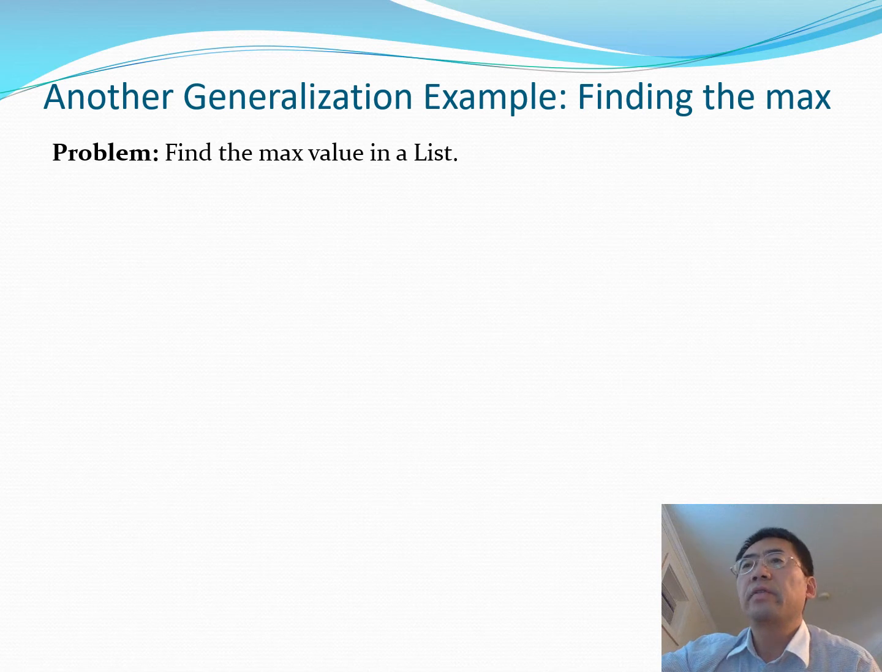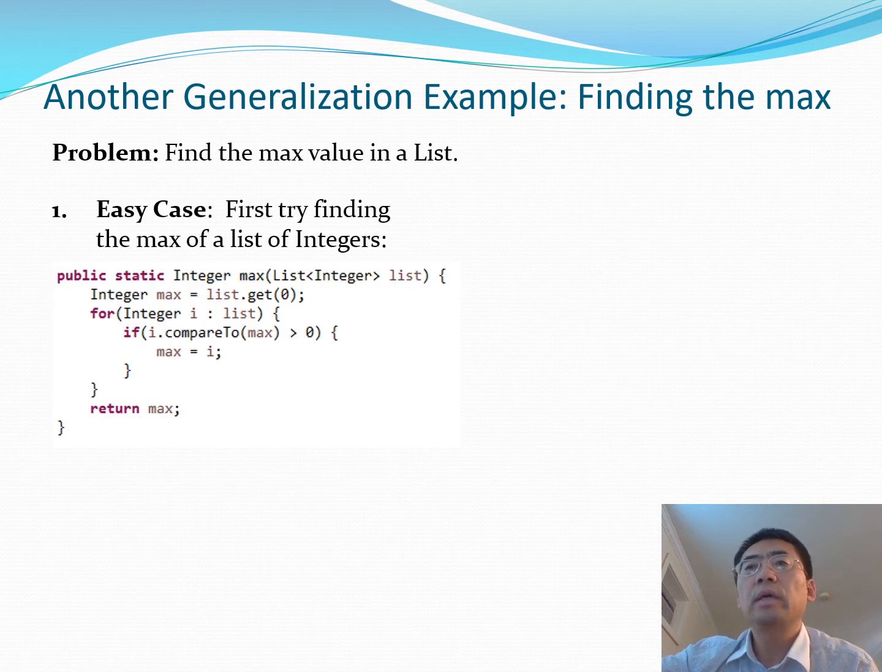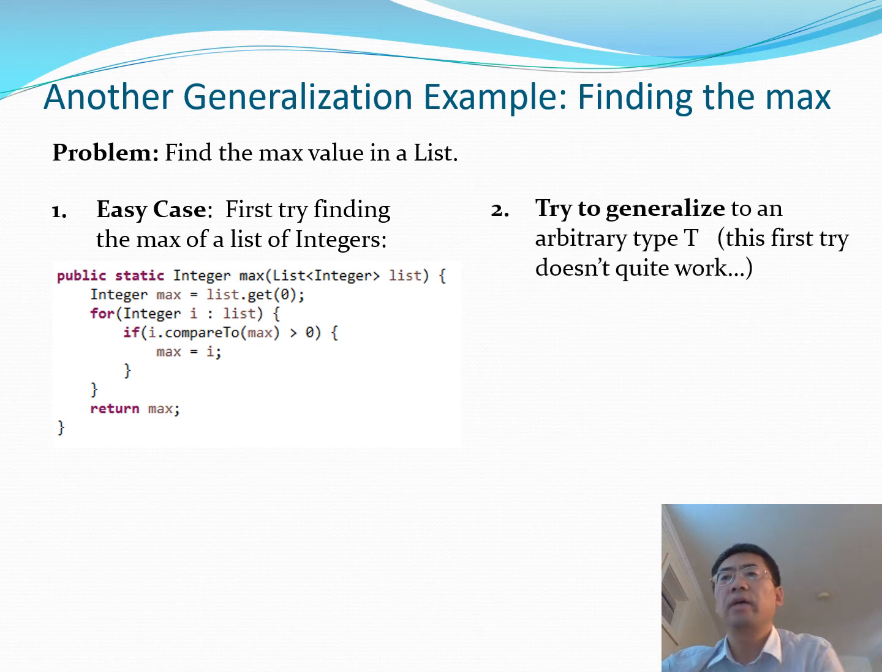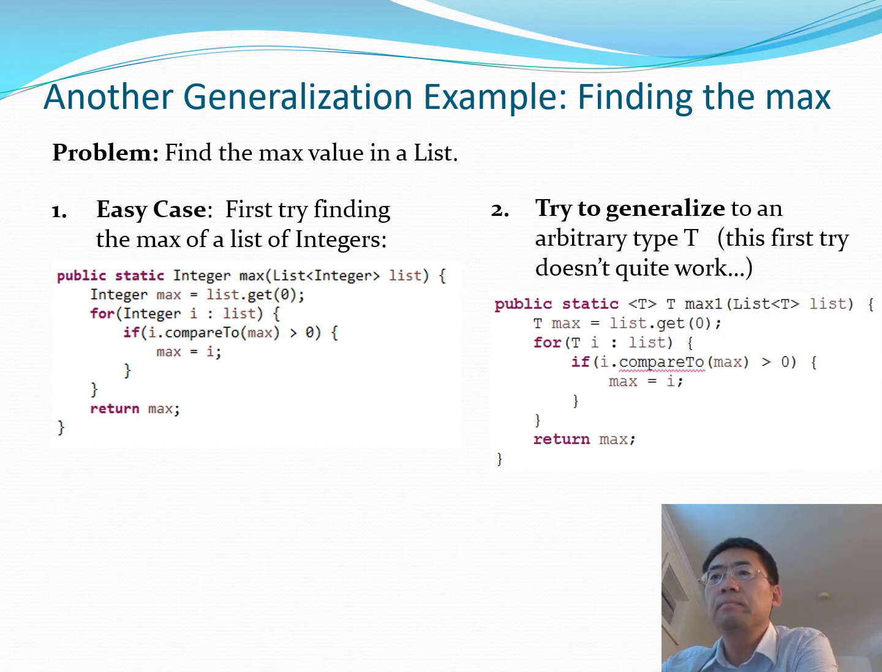Another generalization example, finding the max. Earlier we talked about this max method that takes a list of integers. Again, this is not generic because it only works for a list of integers. And now we want to generalize it. So we want it to work for arbitrary type T. So our first try looks like this. Public static, this is a generic method with type variable T, and then return type T, max1, taking a list of T. But it doesn't compile.